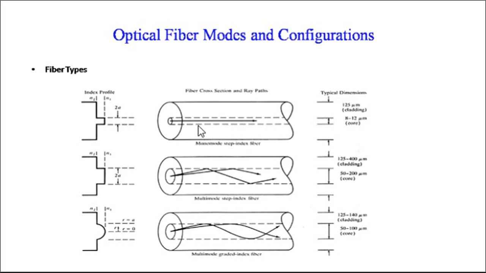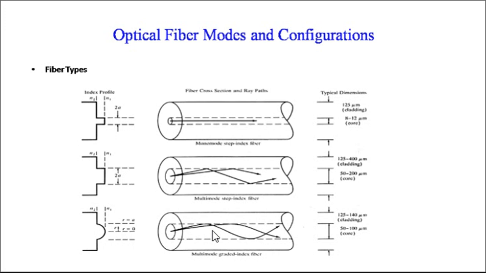In the first case, the refractive index of the core is uniform throughout and undergoes an abrupt change, meaning a step, at the cladding boundary. This is called a step index fiber. In the second case, the core refractive index is made to vary as a function of the radial distance from the center of the fiber. This is gradient index fiber.